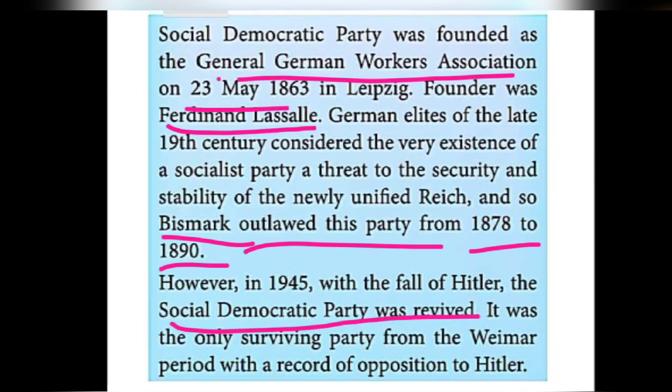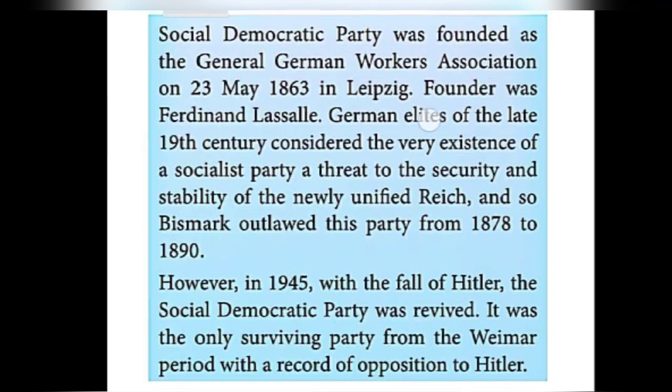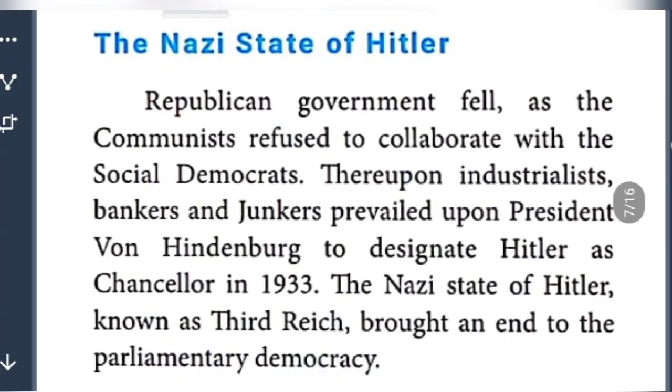Okay, so it was the only surviving party from the Weimar period with a record of opposition to Hitler. So they were the opposition party. Yes, the opposition party of Hitler. After the fall of Hitler only could they be revived. Okay, the Social Democratic Party came into existence after the death of Hitler. Yes, it is given like that. One word answer, children.